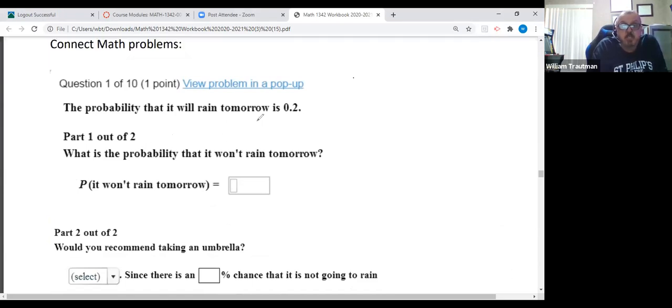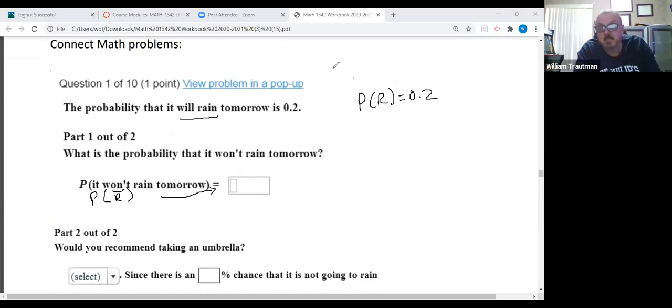If the probability that it will rain is 0.2, what's the probability that it won't rain? Somebody's typing it in. Let me get 0.8. Thank you, Chastity. Once again, it's 1 minus 0.2, which is 0.8. These two have to add up to 1.